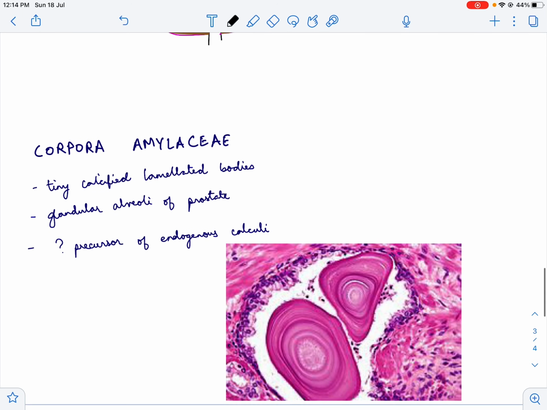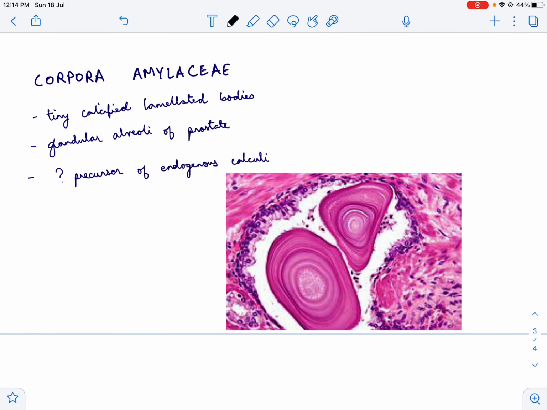Now, there's another topic that we have to look at while discussing prostatic calculi, which is the topic of corpora amyliaceae. Now, this histopath section is from Wikipedia, and corpora amyliaceae basically are tiny, calcified, laminated bodies. So, as you can see over here, you can see beautiful lamellae forming. These laminated structures are nothing but corpora amyliaceae. These are present within the glandular alveoli of the prostate of older men and even in some apes.